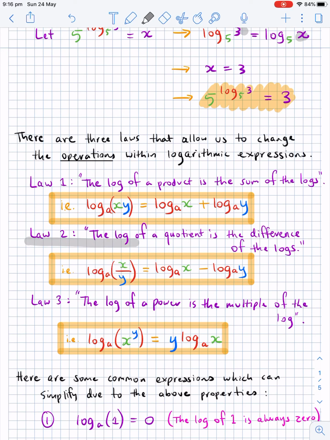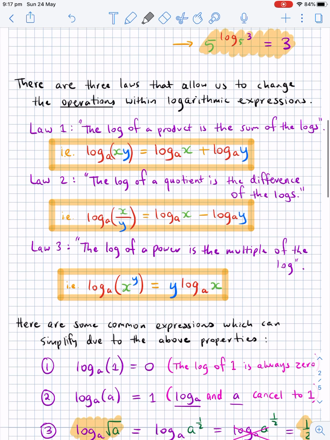Law 2: the log of a quotient is the difference of the logs. We're logging a quotient here, which is division. If that's the case, we can split the x and the y up, but instead of dividing, it becomes a subtraction. Notice that the base of the log doesn't change. It's always going to be the same.